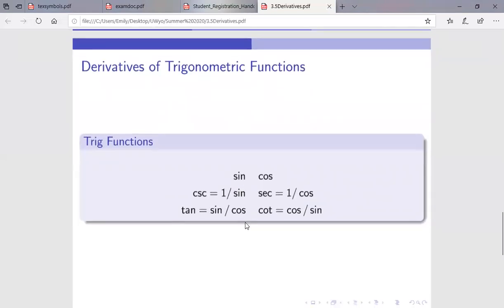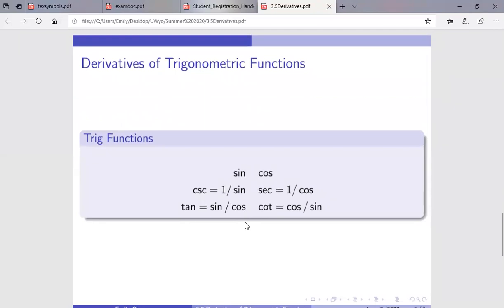But as you probably know, there are more trigonometric functions than just sine and cosine. In fact, there are things that come from sine and cosine. So we have sine and cosine, but we also have cosecant, which is 1 divided by sine. And we have secant, which is 1 divided by cosine. You're also probably familiar with the tangent function, and tangent is just sine divided by cosine. There's also the cotangent function, which is flipped. It's cosine divided by sine.